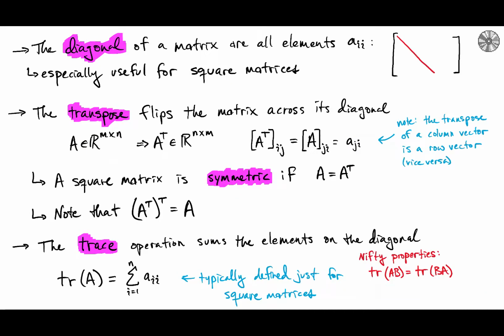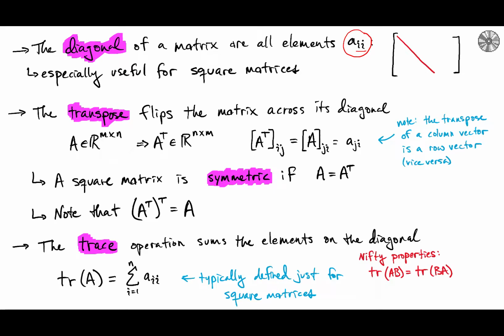A few more definitions. The diagonal of a matrix are all the elements where the row and column index are the same. So this is simply just A11, A22, A33, and so on. Typically, we do this for square matrices, but it is possible to use this definition for rectangular matrices, and just make sure you keep in mind that the row and column index are the same.